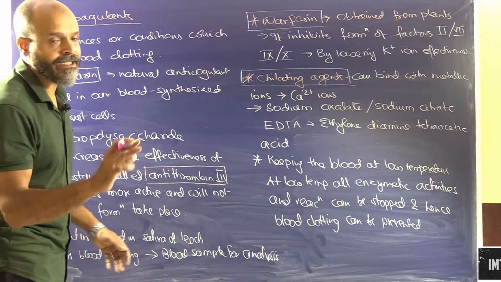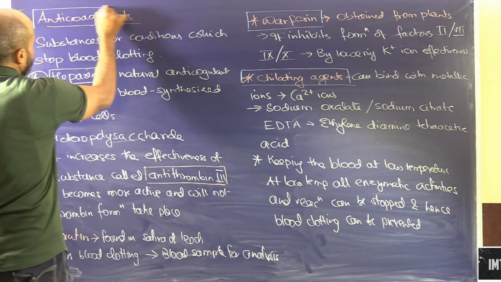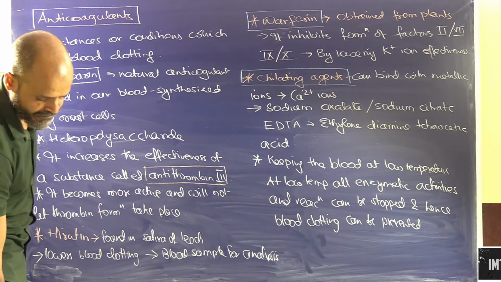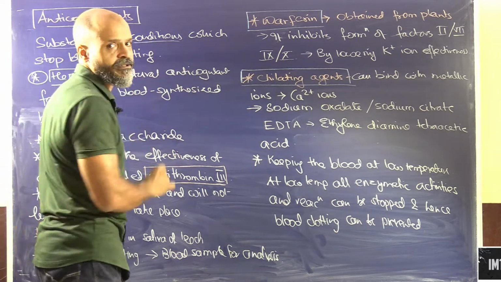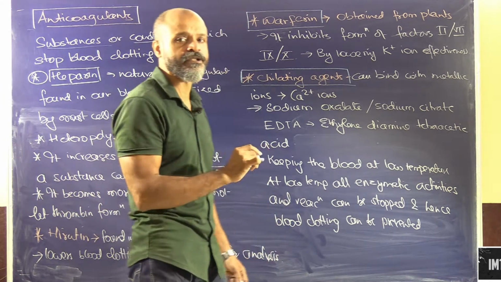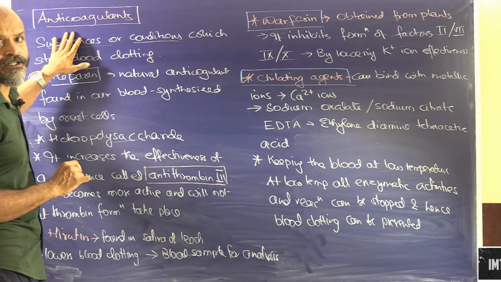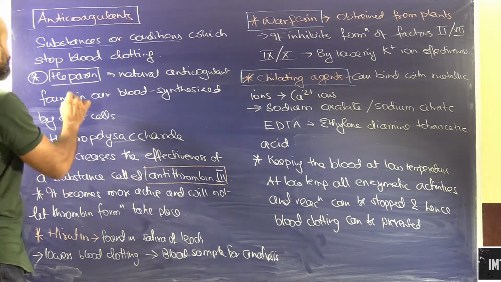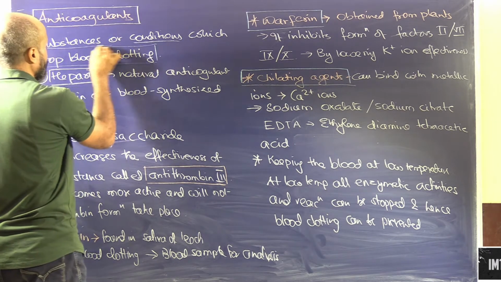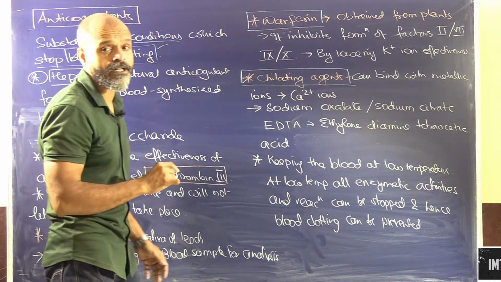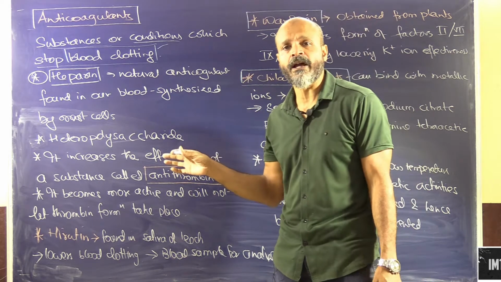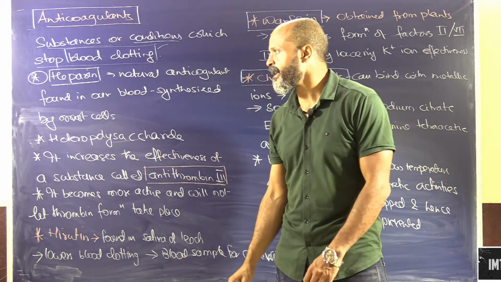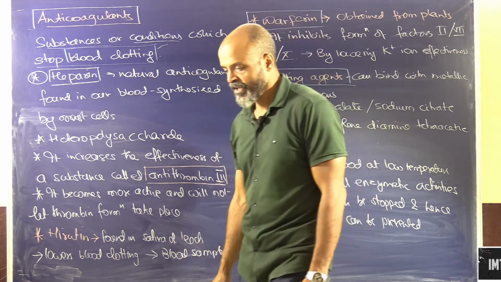Now, what are anticoagulants? Anticoagulants are substances or conditions which stop the blood clotting process. And it is important as well, because under certain conditions, if blood clotting starts to happen, then it will create a different problem altogether.